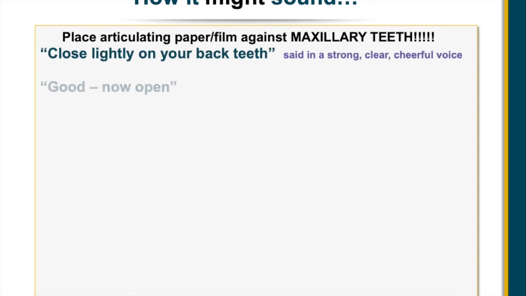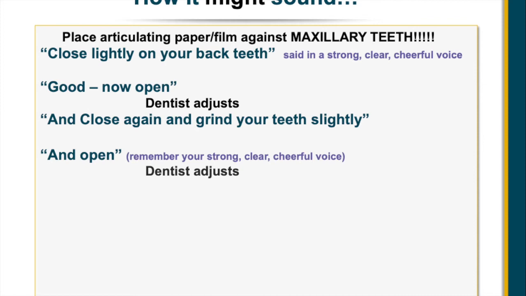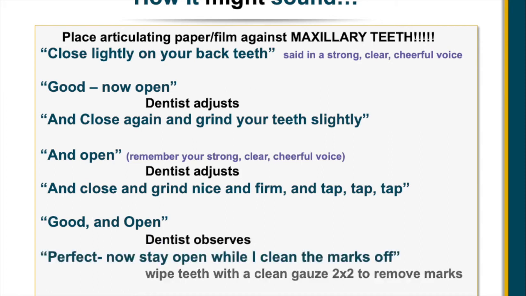So how it might sound, and that doesn't mean the teeth snapping together, it means what do you say. What I recommend is that you listen to what the dentist says. So close lightly on your back teeth. Good, now open, dentist says, and close again and grind your teeth slightly, and open, and close and grind nice and firm, tap, tap, tap. Good, and open. Perfect, now stay open while I clean off the marks. That's how it will sound when you're instructing the patient what to do.